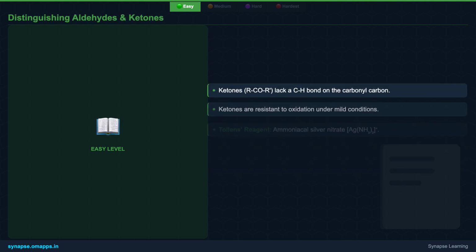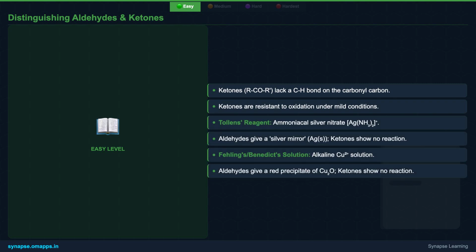Now for some practical applications, distinguishing aldehydes from ketones. We use mild oxidizing agents like Tollens reagent and Fehling's solution. Tollens gives a beautiful silver mirror, while Fehling's produces a red precipitate of cuprous oxide. Ketones, on the other hand, are stubborn. They don't have that easily removable hydrogen, so they resist oxidation under these mild conditions. This difference is super useful in the lab for identifying which compound you have.